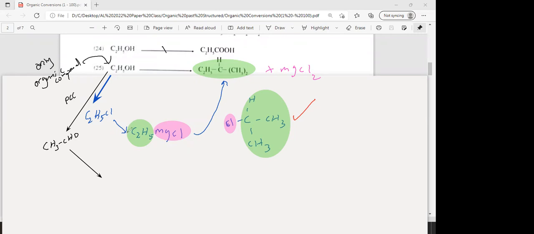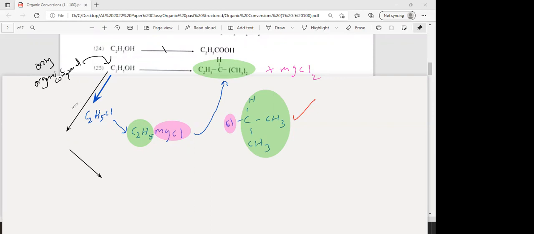C2H5O. With aldol, or you can do C2H5MgBr, Cl. No need for aldol, this also you can do. Sorry, without aldol also you can do it. Okay, I'll follow another alternative method.